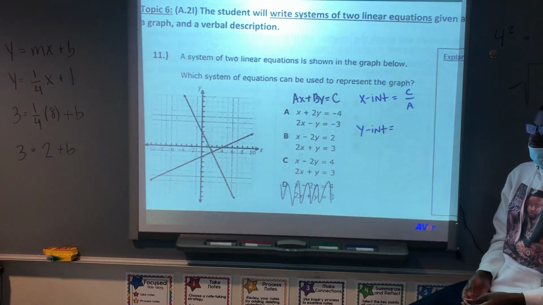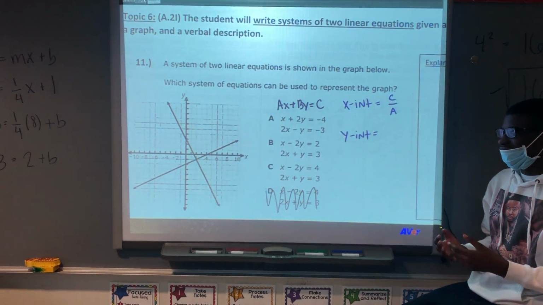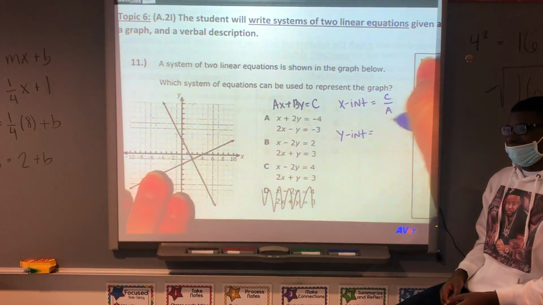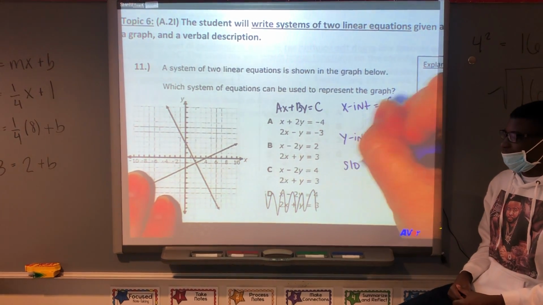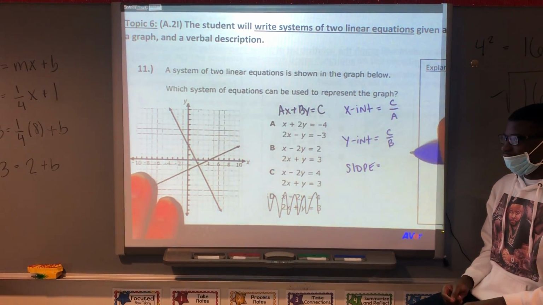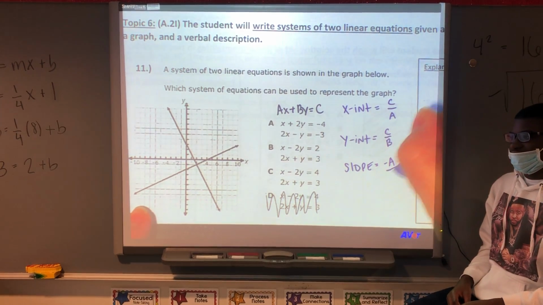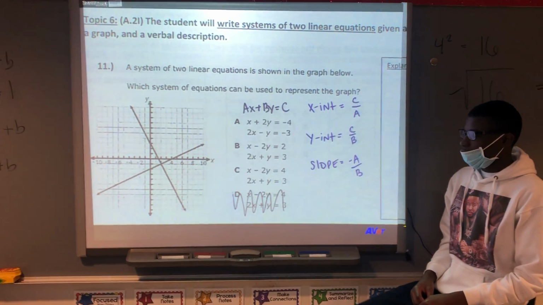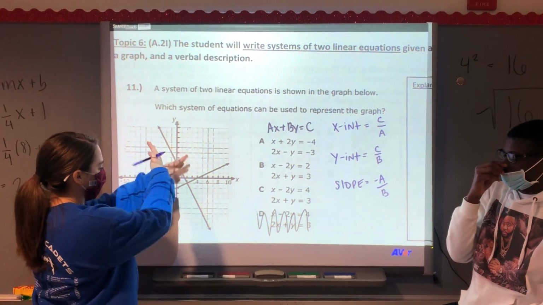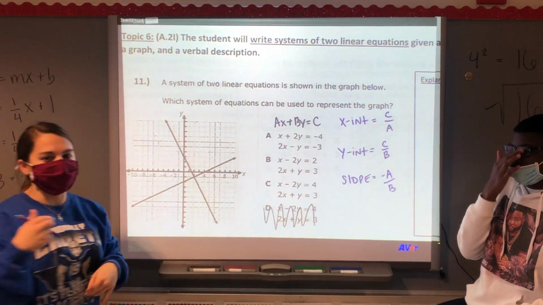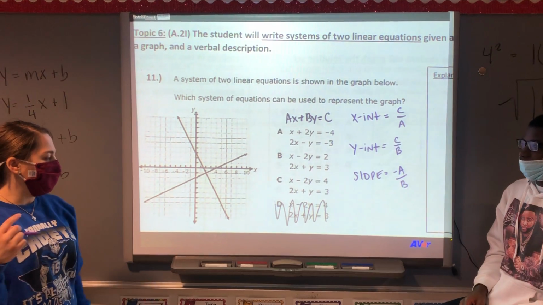And then the y-intercept. Anybody remember what that one is? You do C over B. C over B. Wonderful job, Farrell. And then if we were trying to find our slope, negative A over B. Perfect job. So we had to know some background information before we started graphing these two systems of equations. That means two equations, two variables each.